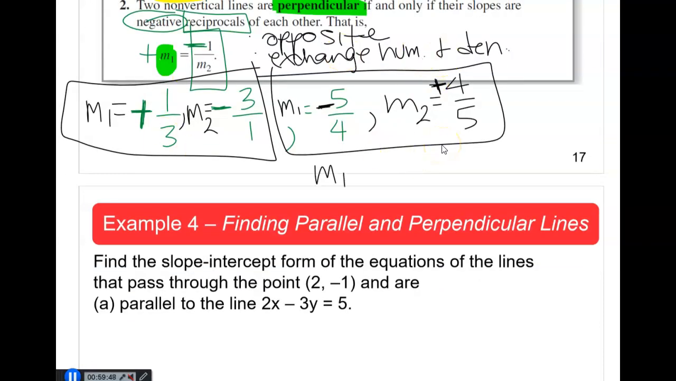If our slope was, let's say, positive or negative 10, then remember, if it's an integer, you have to put a 1 for the denominator. So the slope that will be perpendicular to it will be 1 over 10. You flip the numerator and denominator, one is negative, the other one will be positive.